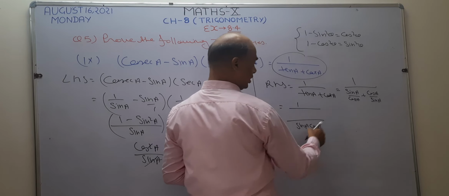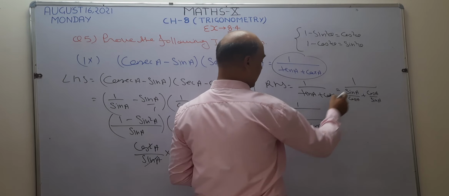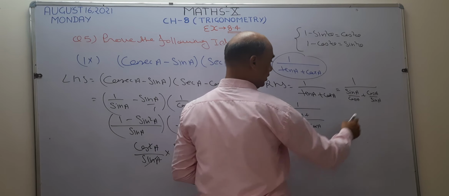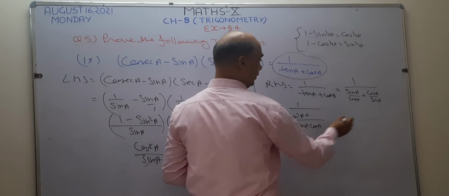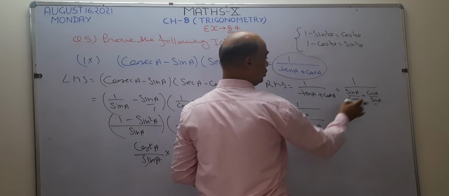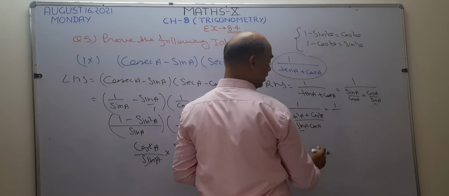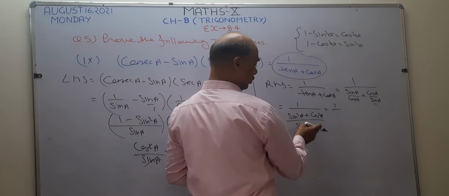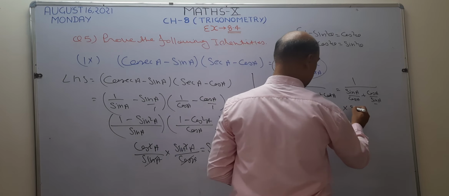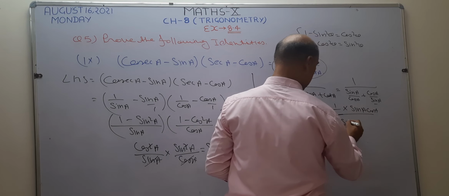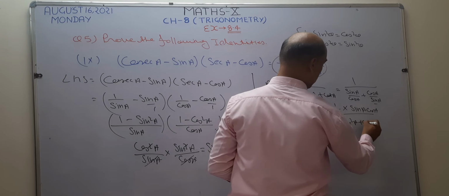This cos is cancelled with cos. What is left? Sin into sin becomes sin square A. Plus, this sin is going to cancel with sin. What is left? Cos. Cos into cos becomes cos square A. The numerator 1 is going to remain the same. Take the reciprocal of this. The reciprocal becomes sin A cos A upon sin square A plus cos square A.